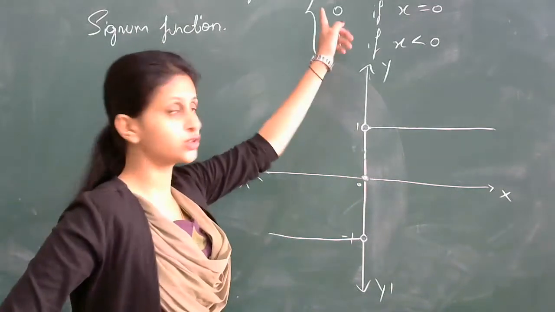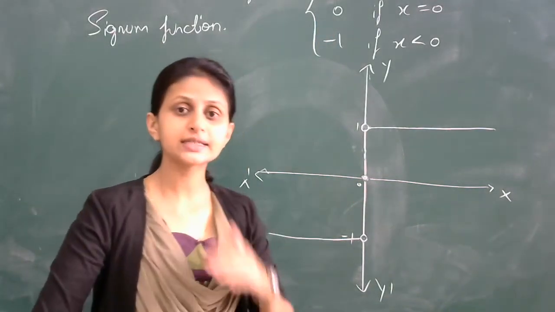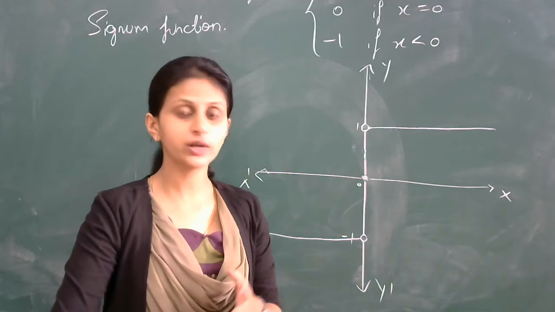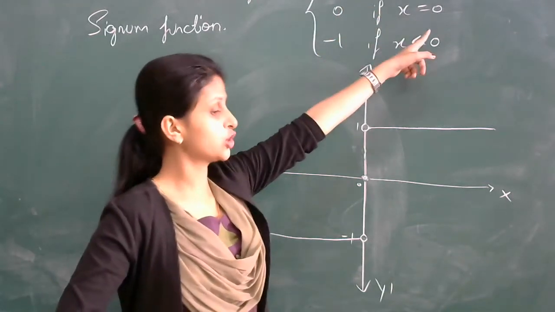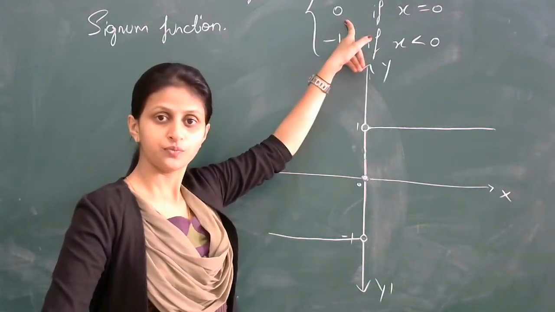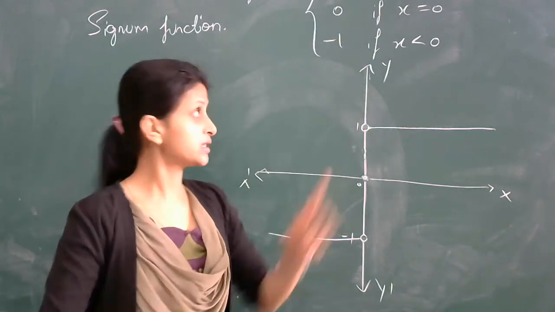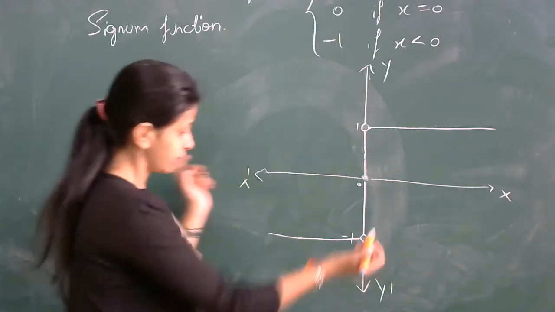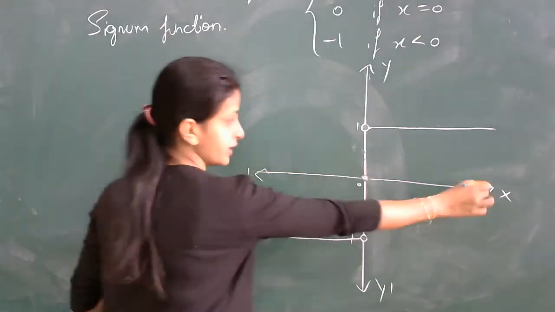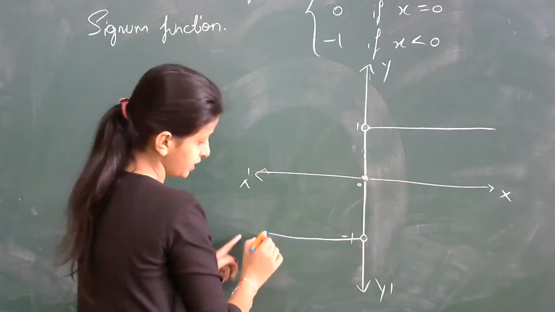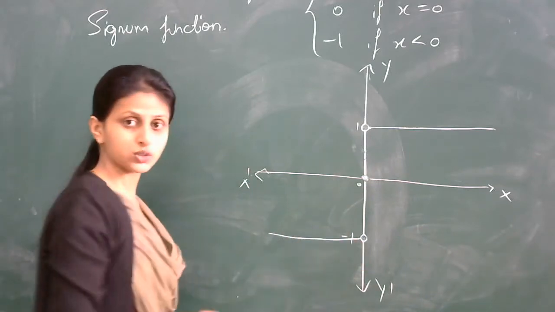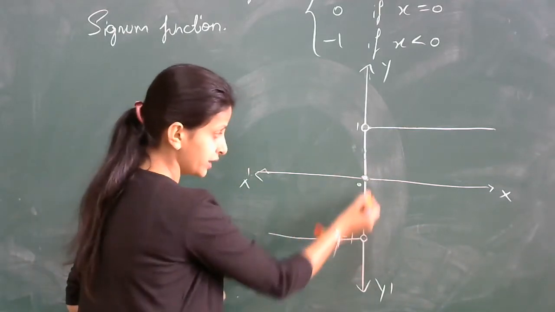So how is it defined, students? For all values x greater than 0, meaning for all positive real numbers, the value is equal to 1. For x equal to 0, the value is equal to 0. And for all negative real numbers, the value is equal to minus 1. So here you can see, this is my domain, right? For all negative real numbers, the function value is equal to minus 1. But at 0, it is 0.